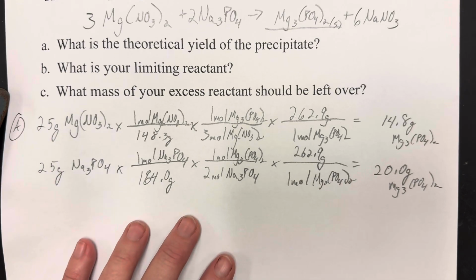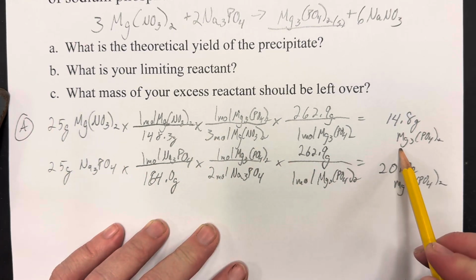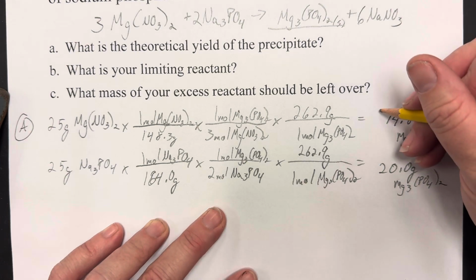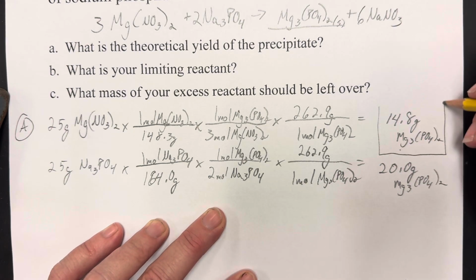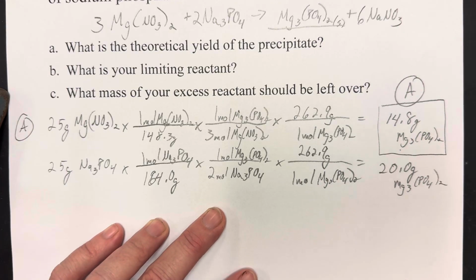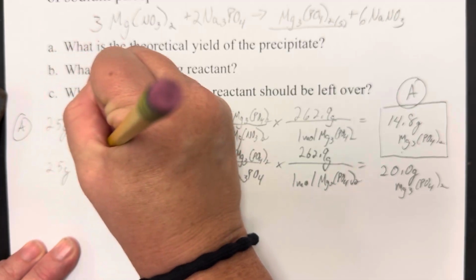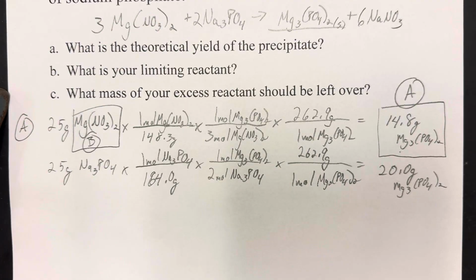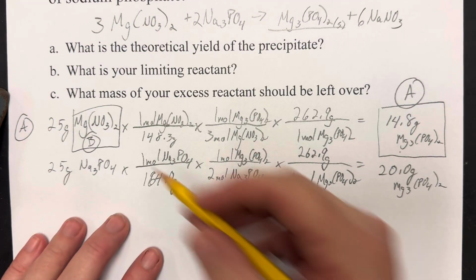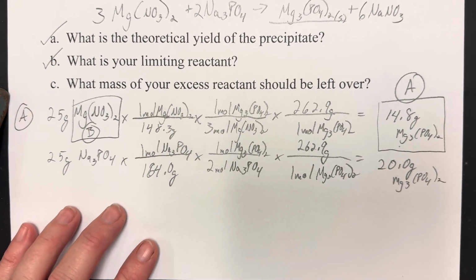So as we've stated before, when dealing with limiting reactant problems, the reactant that gives you the smaller amount of product, that is your limiting reactant, and this is going to be your theoretical yield. So this is your answer to A. Your limiting reactant, here's your answer to B, is your magnesium nitrate, the one that gave you that answer. So we've answered A, we've answered B. Now let's talk about C.